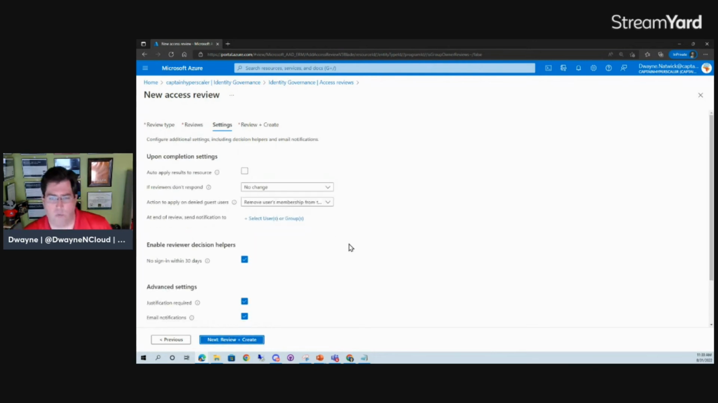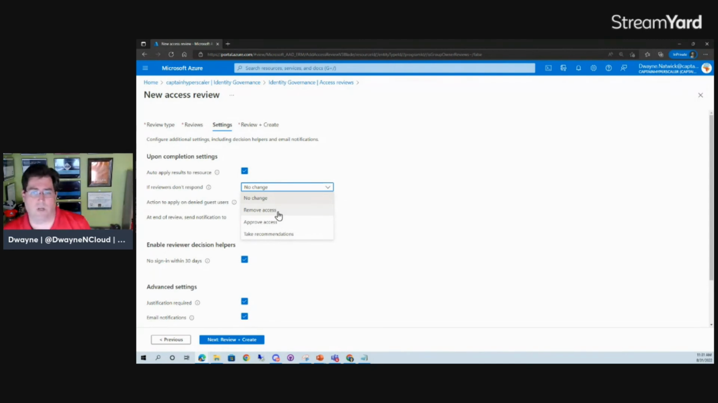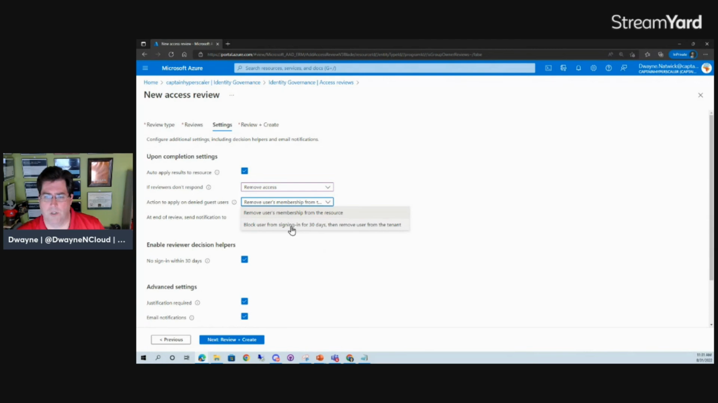Next, we set up what happens. We can set this up to auto reply, and if the reviewers don't respond, we can make no change. We can remove access, we can approve that access, or we can take recommendations. Best practice, I think, is that if somebody is not taking the time to respond about needing access, especially if it's a self-review, then they probably don't need access anymore. So a good practice here is to remove their membership, or block them from signing in for 30 days, and then remove them from the tenant.